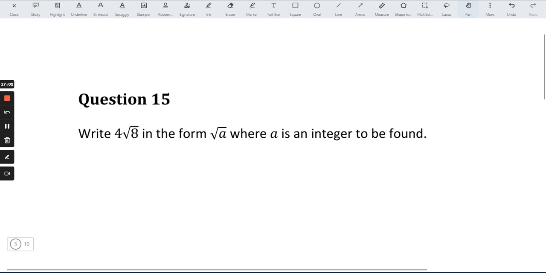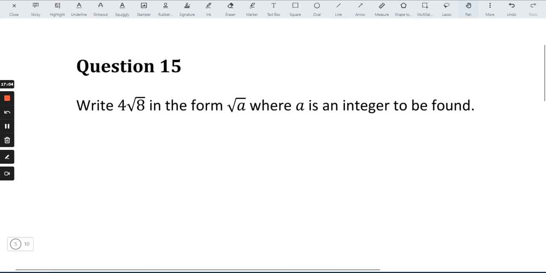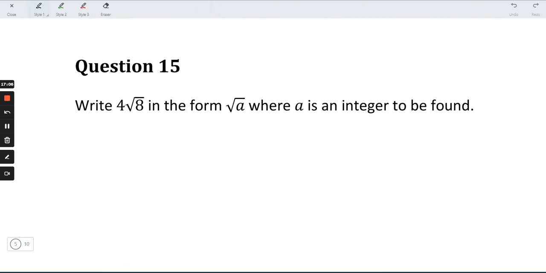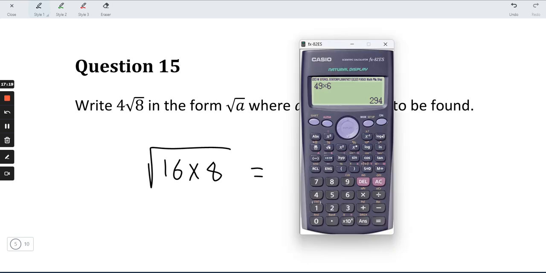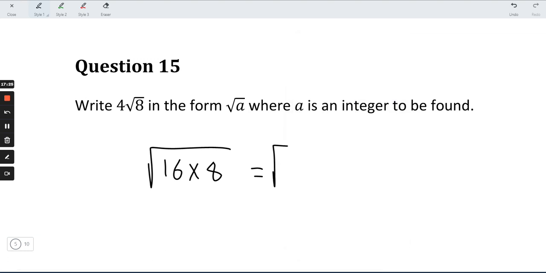Last question here. Write it as a single root, so 4 times 4 is 16, so under the square root 16 times 8, and this is equal to 128. So 16 times 8 equal 128, under the square root 128, and a is 128.